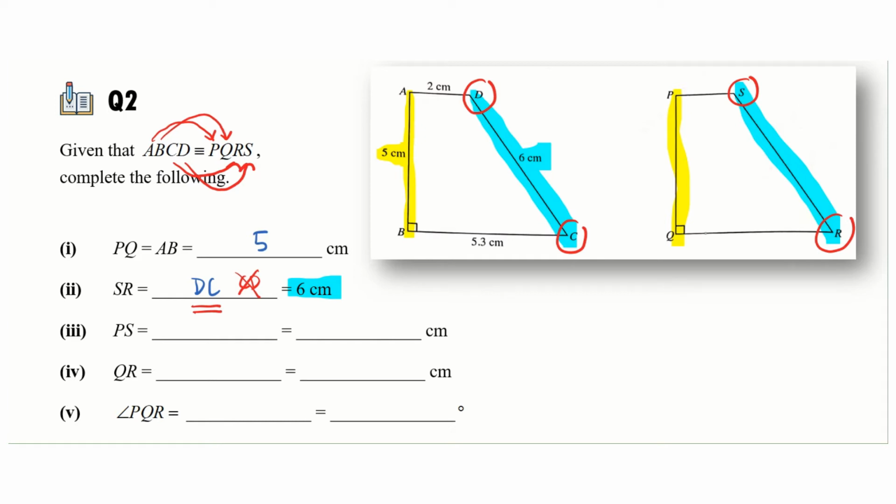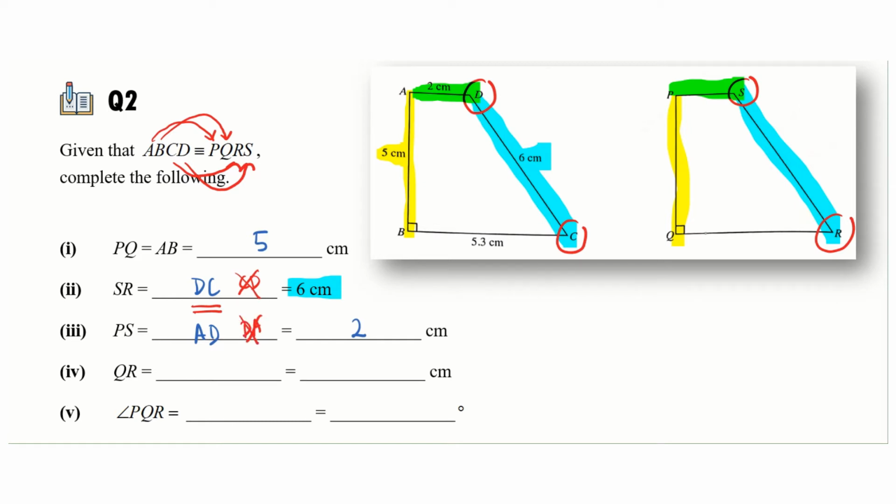Moving on to part 3, we want to find the length of PS and what it is equal to. PS refers to this length here, so it will match up with AD. AD is given to be 2 cm, hence the value is 2. Just like in part 2, it will not be accepted if you write DA.